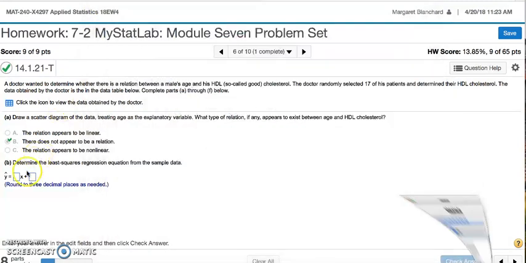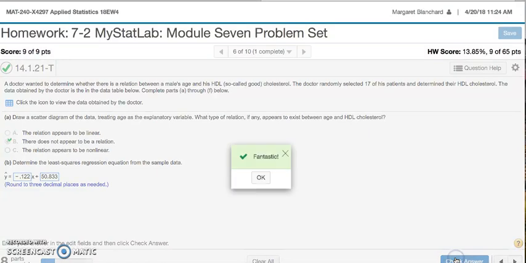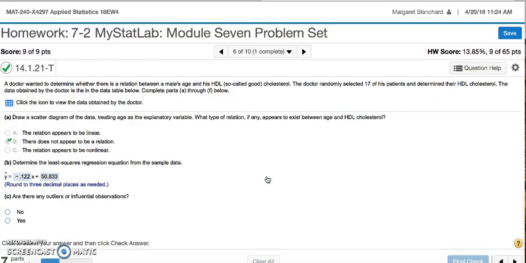All right, let's plug that in to check our number. Negative 0.122 and 50.833. Check answer. Fantastic. Part C: are there any outliers or influential observations?